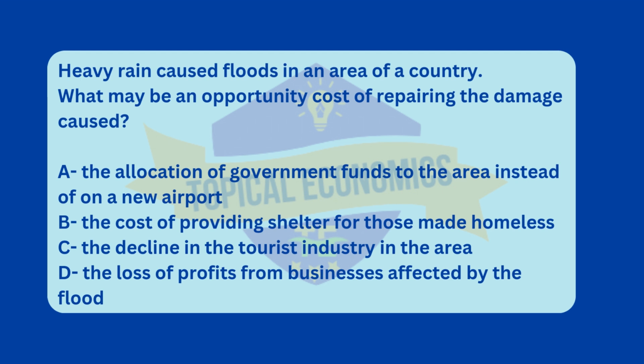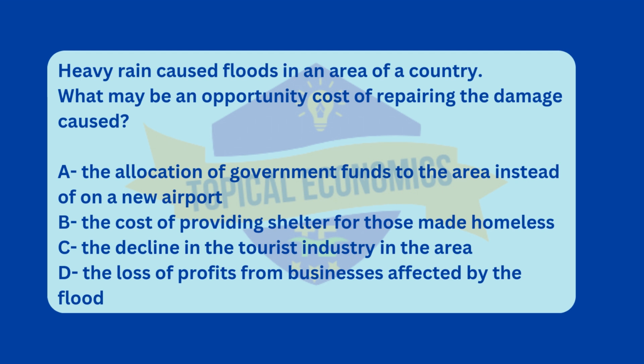So, if the government chooses to spend money on flood repairs, it cannot use that same money to fund the new airport. Therefore, the opportunity cost is the allocation of funds to flood repairs instead of on the new airport. Analyzing the other options. Option B. The cost of providing shelter for those made homeless is incorrect, because the cost of providing shelter is a direct cost incurred as part of the flood repair efforts.